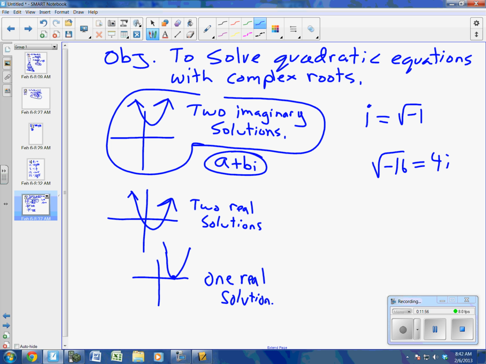Why 4i? That's not -4i. Square root of 16, because you can break this down into the square root of -1 times the square root of 16, right? And what is the square root of -1? i. And what is the square root of 16? 4, and so you get 4i. Okay? All right.